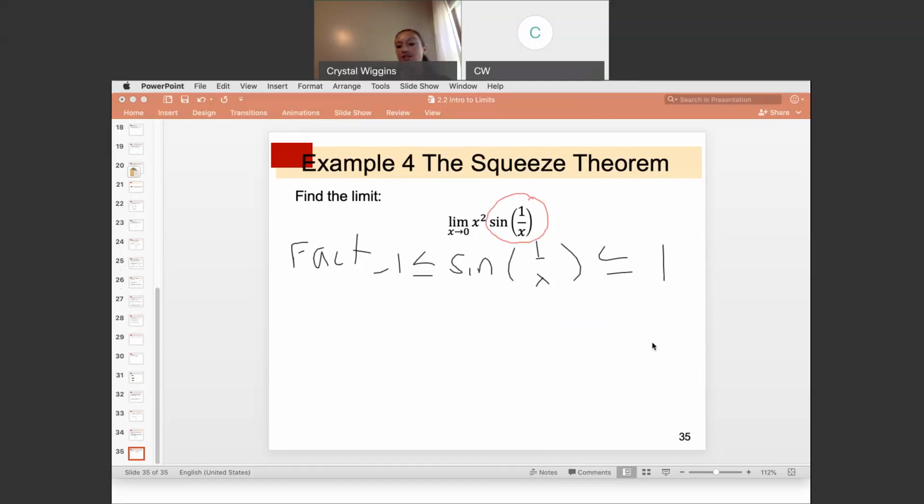Now my goal is to multiply all sides by what I'm missing, which is this x squared. If I multiply all sides by x squared, then I get negative x squared is less than or equal to x squared times the sine of 1 over x, which is less than or equal to positive x squared. I know it's messy, I'm sorry. Now the squeeze theorem says to take the limits of the far left function and the far right function.